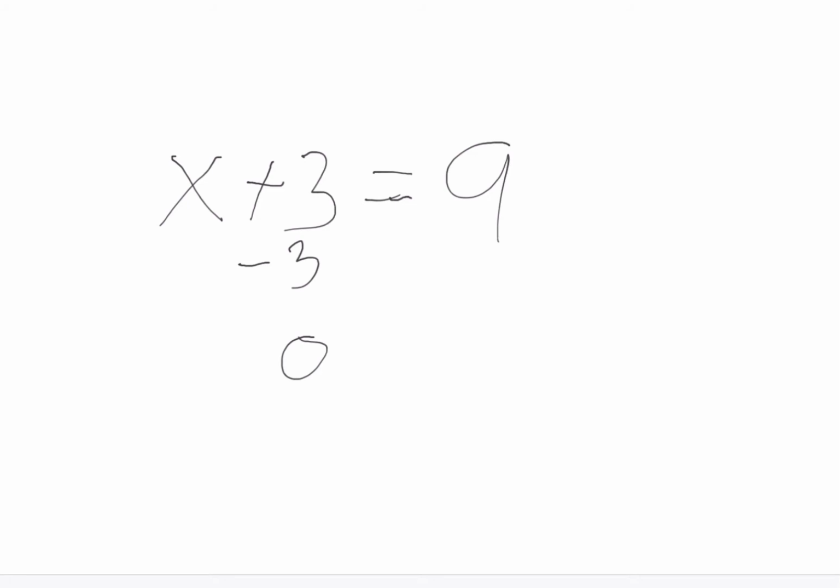Now, are both sides even now? I just made a change here. I subtracted 3 from this. Are both sides even now? They're not. So I have to do the same thing to the opposite side. So if I subtracted 3 here, I have to subtract 3 here. And then it'll make it even, right?